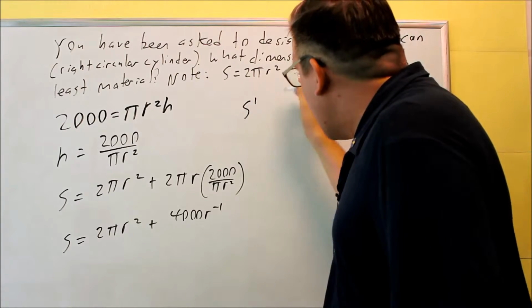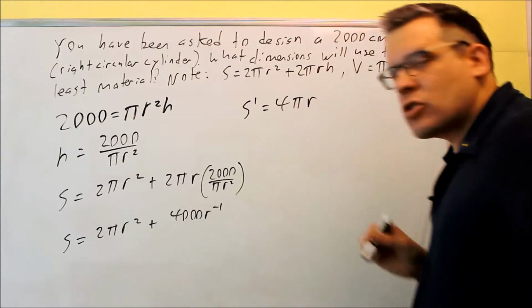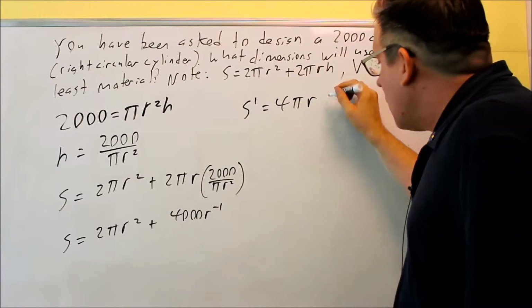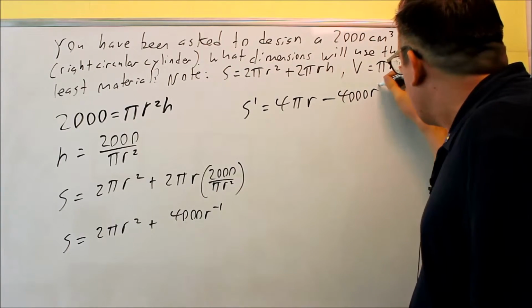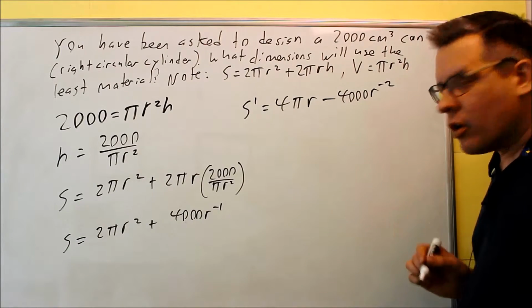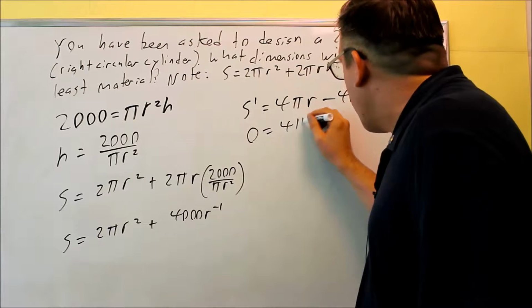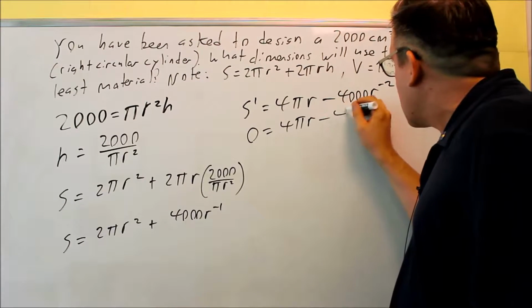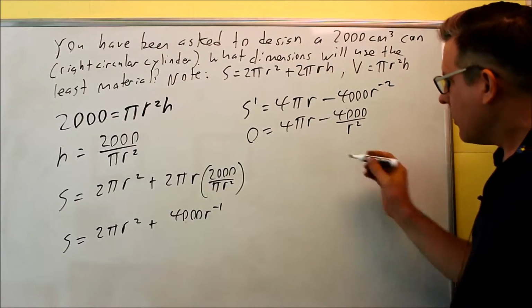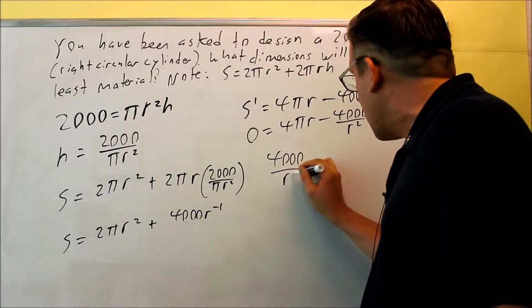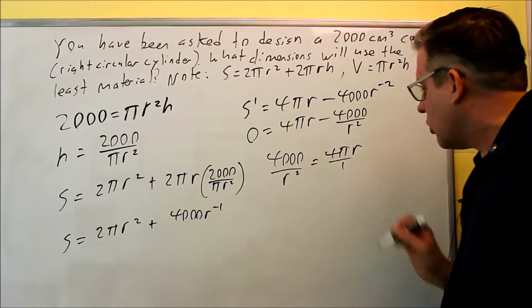Okay, so now I'm ready to do s prime. The 2 comes down, I have 4 pi r to the first power. Okay, and then this -1 comes down to be minus 4,000 r to the -2. So that would be your first derivative. We want to set this equal to 0. Okay, so 4 pi r minus 4,000 over r squared. And then when we move that over, 4,000 over r squared equals 4 pi r, and then this is going to be over 1.